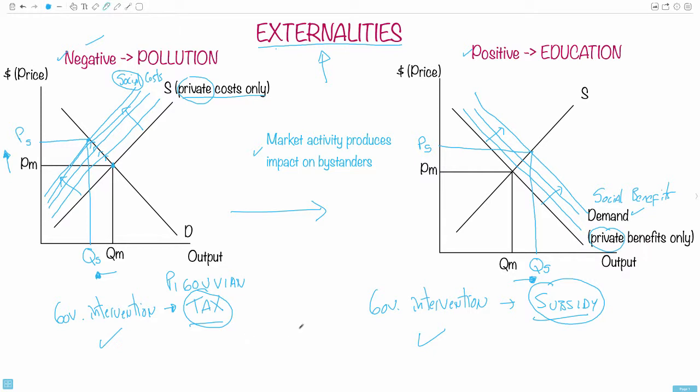So essentially, once again, when the market is producing too much of a bad thing, a tax is going to bring it back down. When the market is not producing enough of a good thing, the subsidy presumably is going to increase it until it reaches the optimal amount.